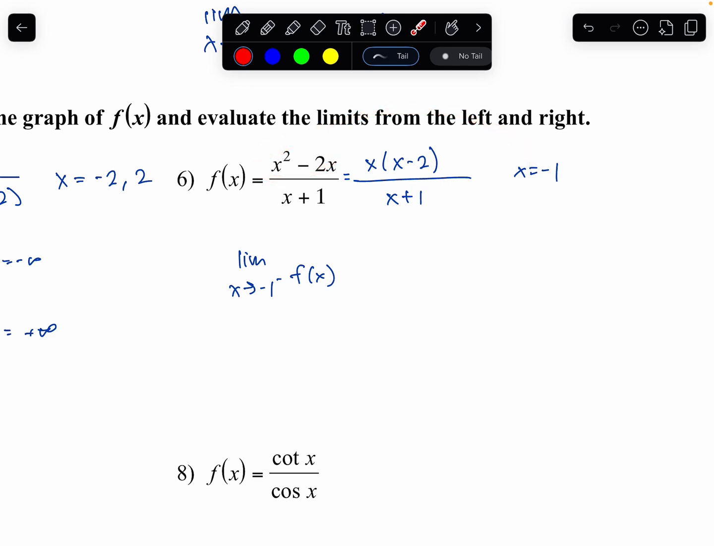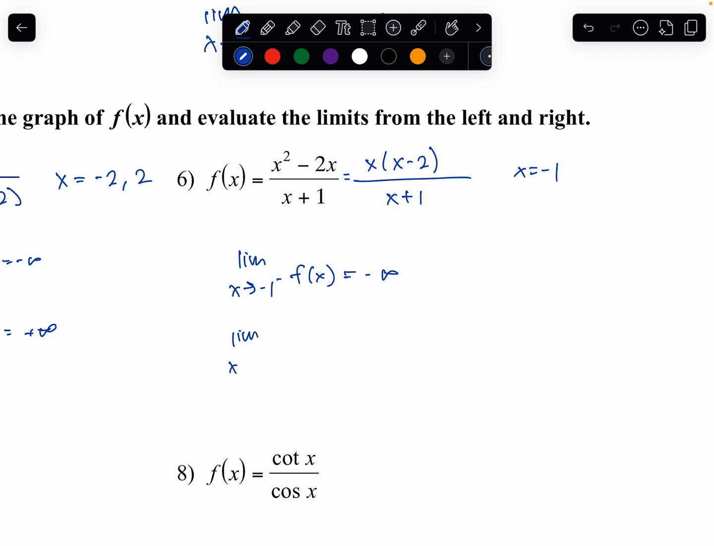So if I plug in negative 1.001, that's going to make this negative, right? So it's going to make that negative. This will be negative, and this will be negative. On the numerator, we'll have a negative times a negative. That will be positive. Positive divided by a negative will make that negative.